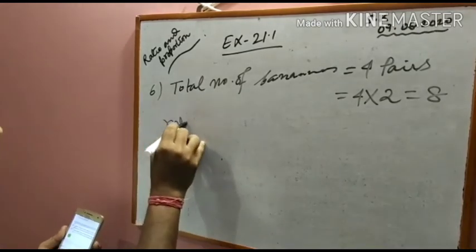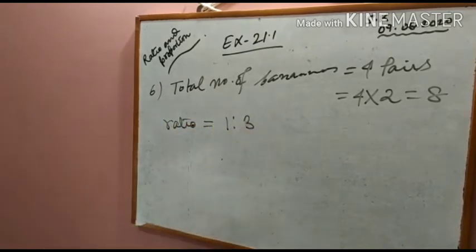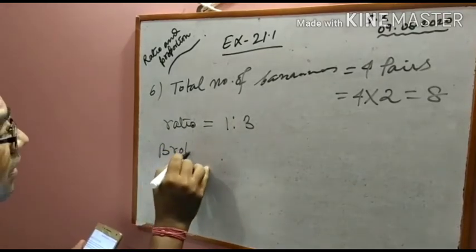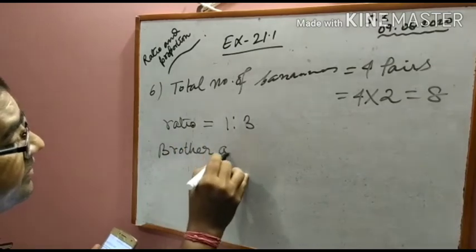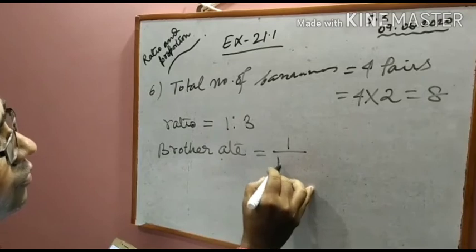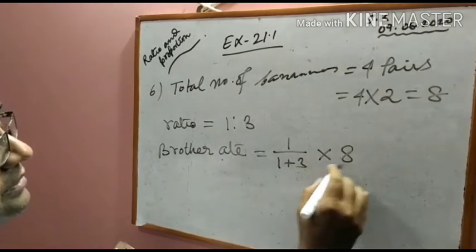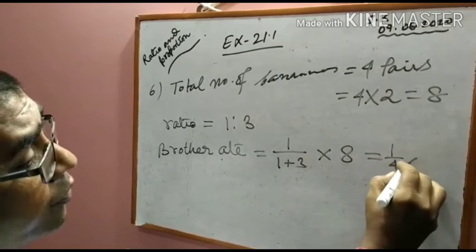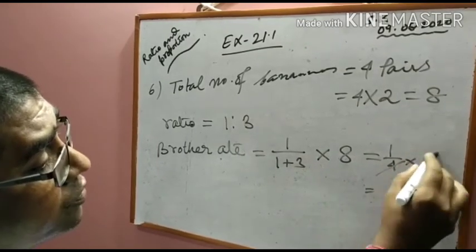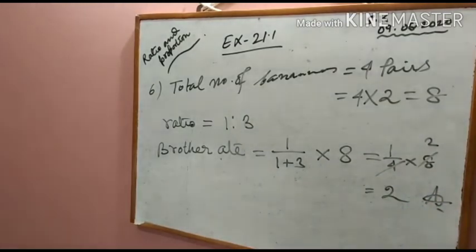The given ratio is 1:3. So brother ate 1 by 1 plus 3 into total number of bananas, that is 1 by 4 into 8, that is 4 2s are 8, 2. So brother ate 2 bananas.